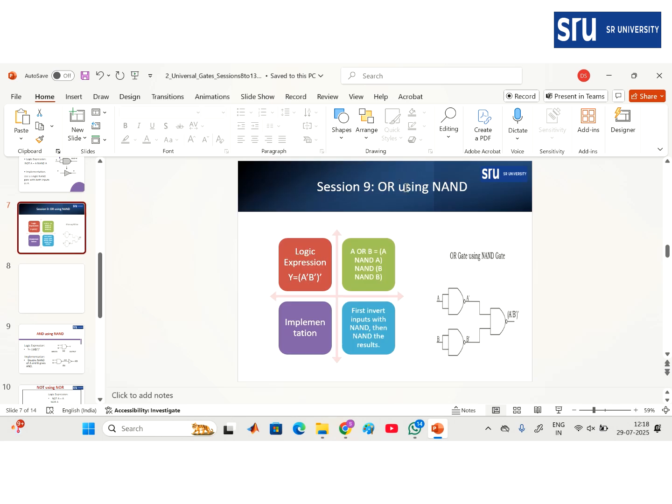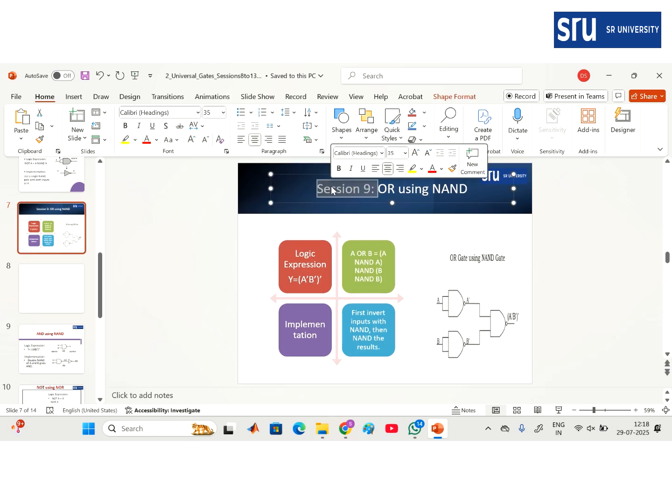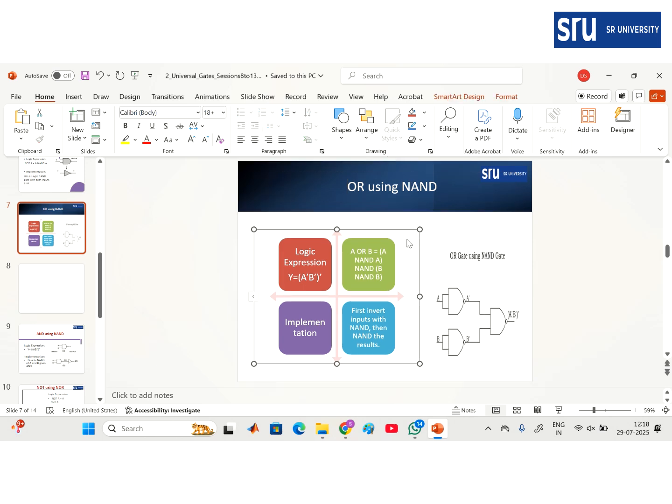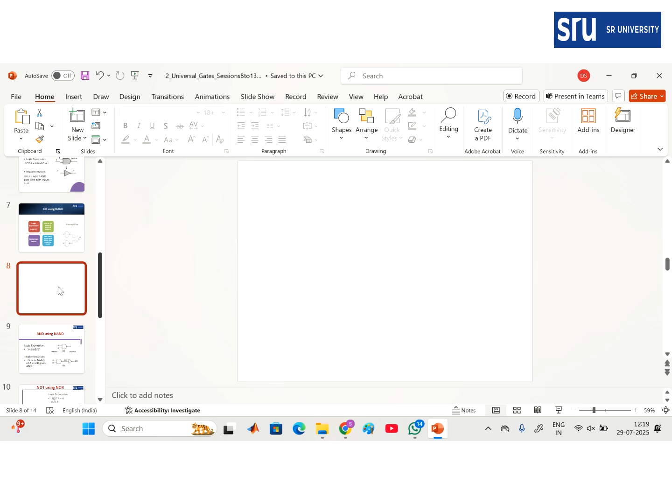Now OR using a NAND. First, the logic expression for the NAND gate. Let us consider OR using the NAND gate; the same circuit we will design through Tinkercad simulation. First, the OR gate. How many inputs does an OR gate have? Two inputs, A and B. The OR gate output expression is A plus B.